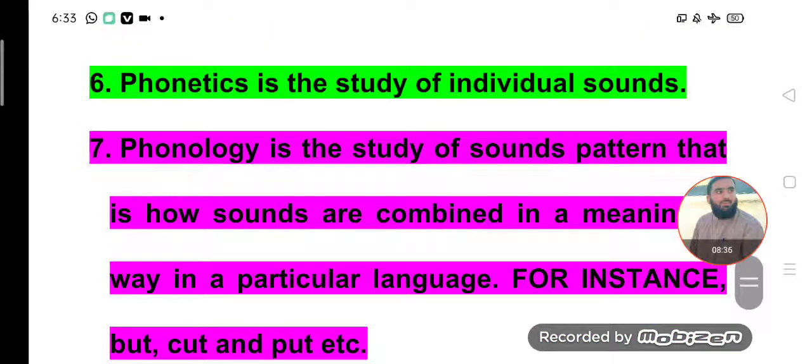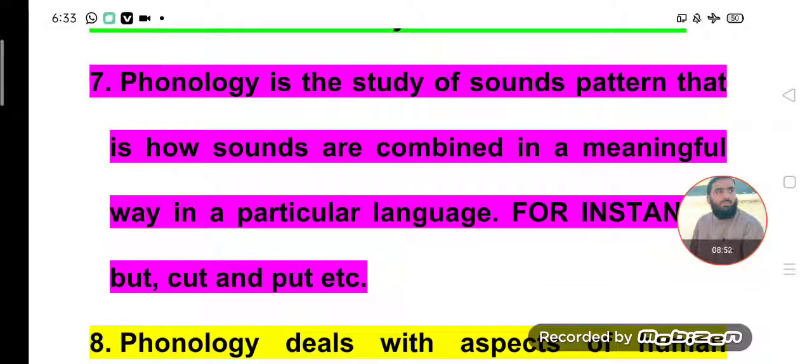Phonetics is the study of individual sounds. Another chief distinction between phonetics and phonology is that phonetics is the study of individual sounds, while phonology is the study of sound patterns, that is, how sounds are combined in a meaningful way in a particular language. The combination of sounds is studied in phonology, while just the production of sounds is the job of phonetics. In phonology, we study the organization of sounds in a meaningful way in a particular language. So this is the job of phonology.